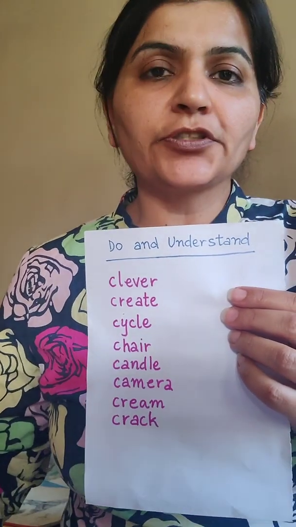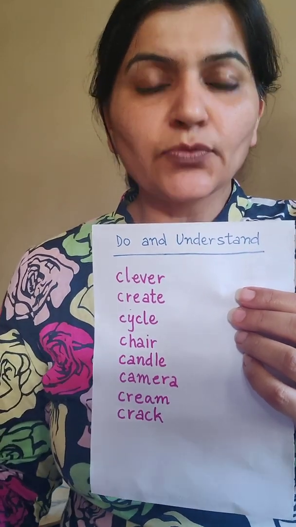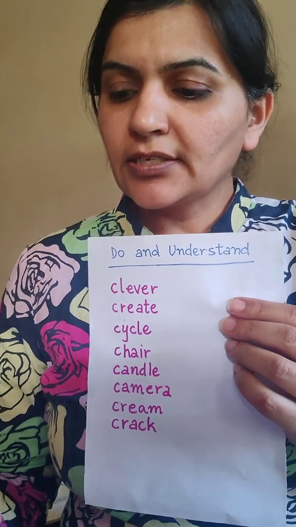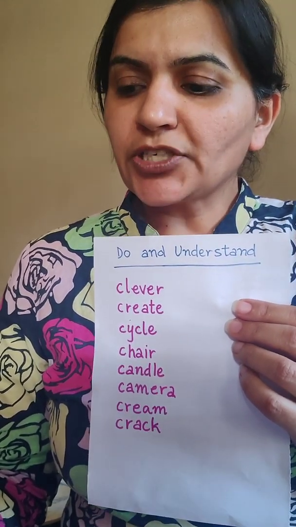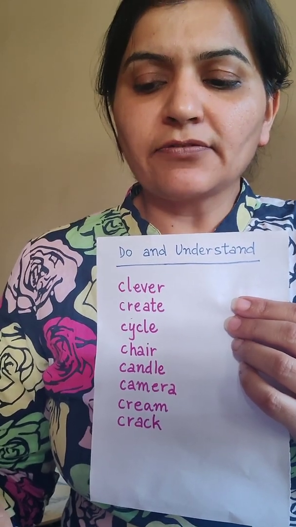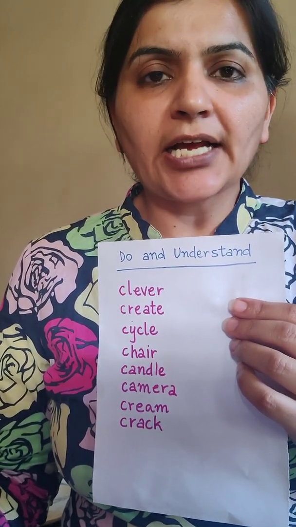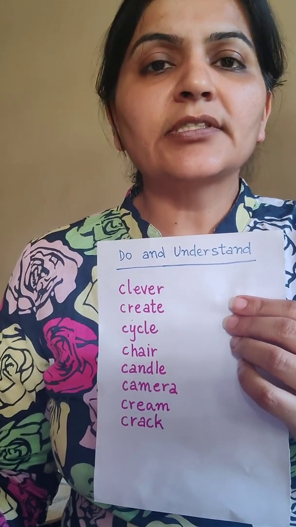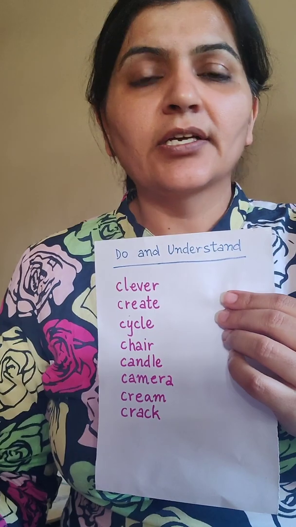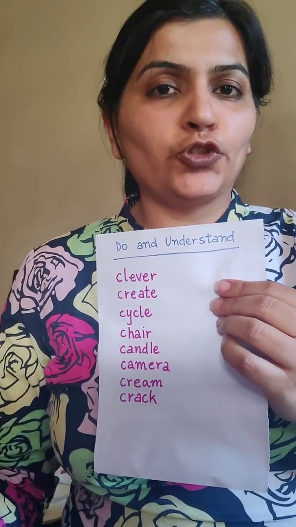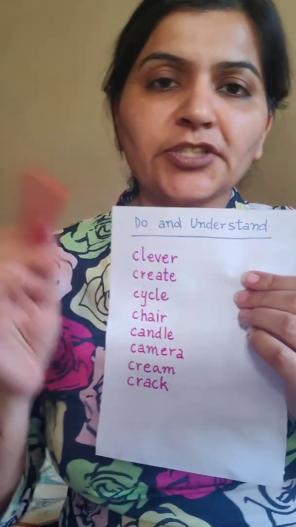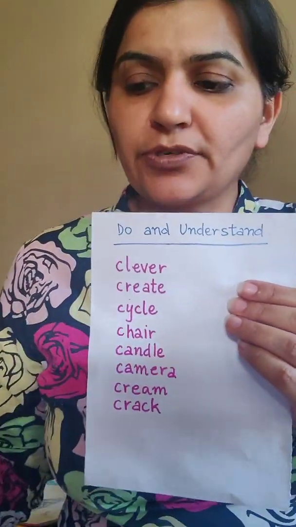So first I'm going to tell you the answers verbally. Please check along. I'm going to read the sequence. So the first word will be camera, second candle, chair, clever, fifth will be crack, sixth cream, seventh create, and the last word is cycle. Okay. If you got it correct, again, good job. Well done. But if there is something wrong, it is okay. Let's do it together here.